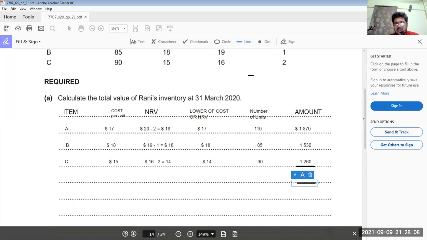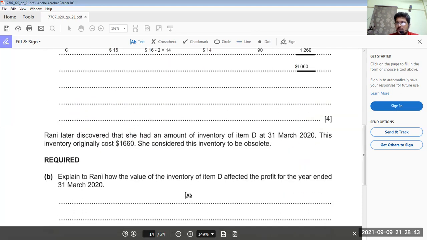Total amount of inventory would be 1870 plus 1530 plus 1260. Answer is 4,660. Getting my point clear? $4,660 is your amount. Done. We got 4 marks.